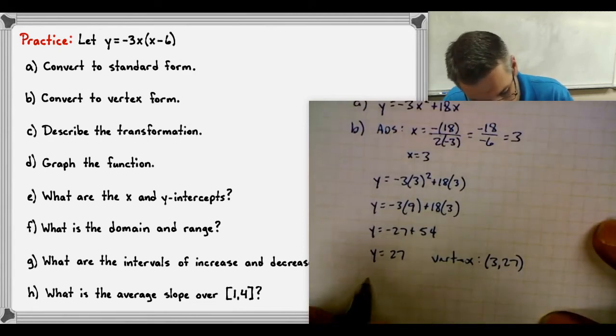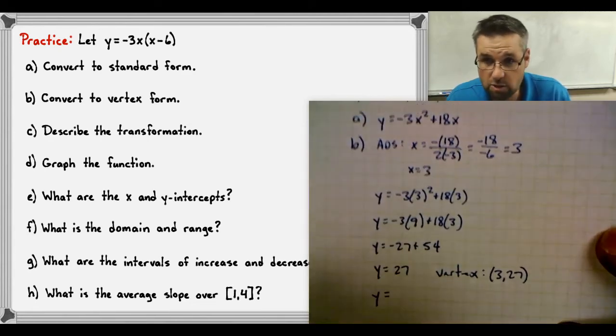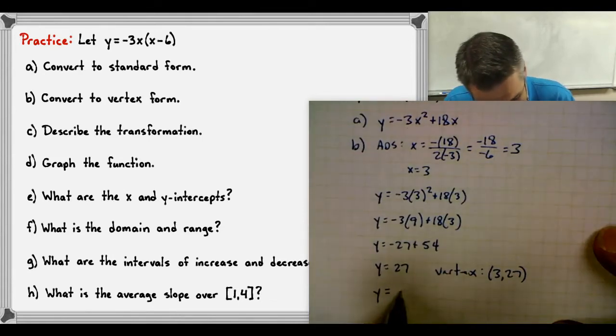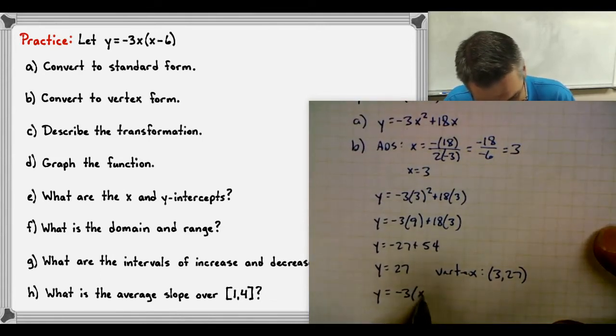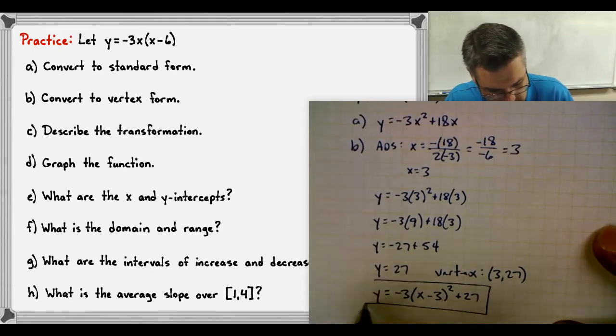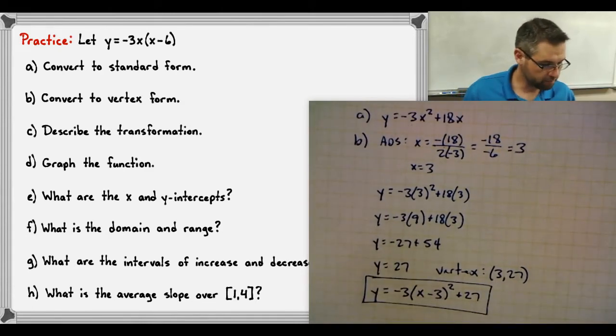So our vertex form would be y equals, what's our a value? Our a value was negative 3. So y equals negative 3 times x minus 3 squared plus 27. And so that is our vertex form for part B.